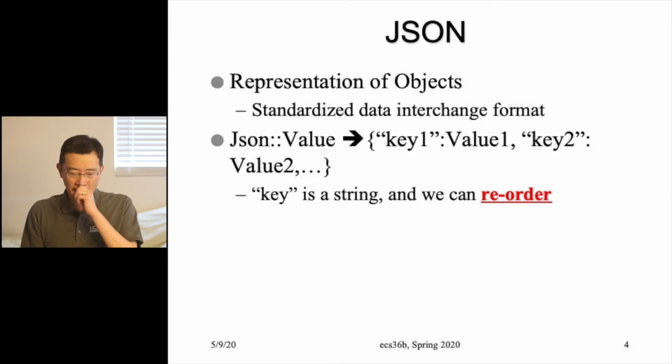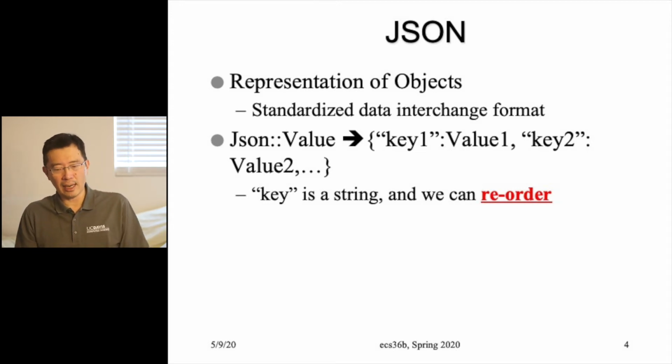It's a very simple format, what we call a key-value pair. You have a curly bracket to encase pairs of keys and values. The key is a string in this data type. One of the things is that you can reorder the keys. For example, in this example, key 1 is first, but it doesn't have to be. You can move key 2 and value 2 in front of key 1.